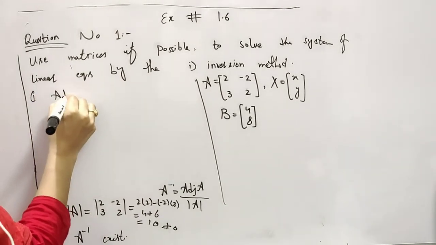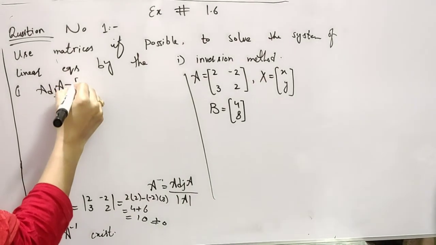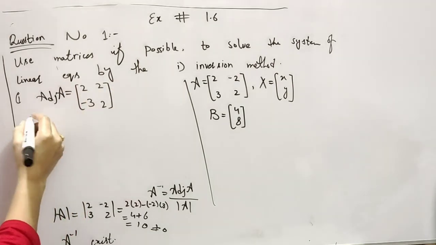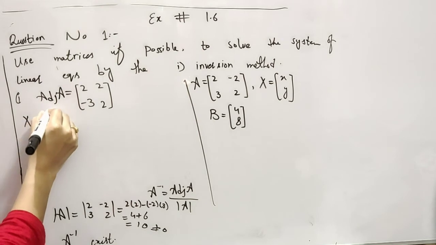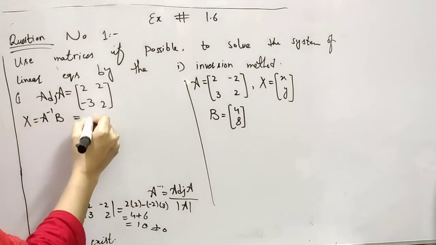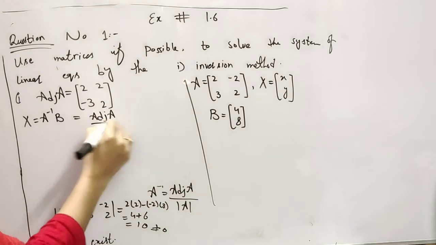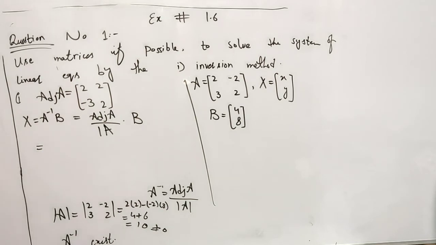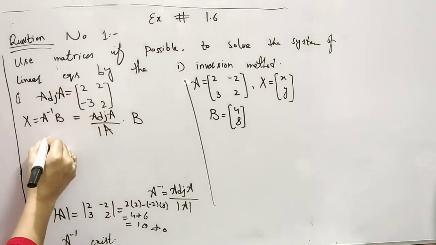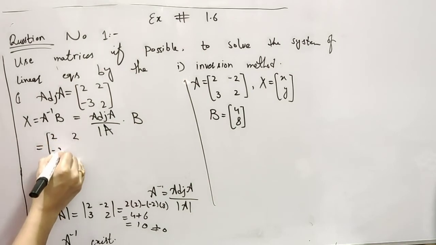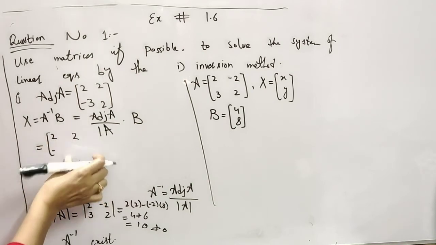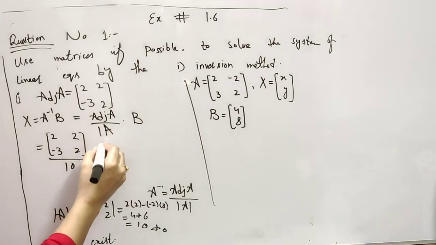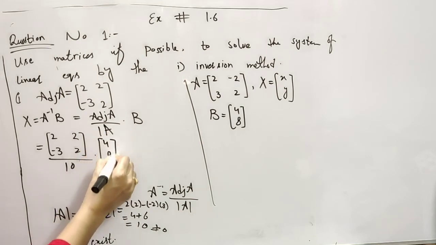Now we find the adjoint of A, and it will be equal to [2, 2; -3, 2]. Now X is equal to A inverse B. Put the value of A inverse, which is equal to the adjoint of A over the determinant of A, into B. Put the value of the adjoint of A, which is [2, 2; -3, 2], and the determinant of A is equal to 10, and B is [4; 8].